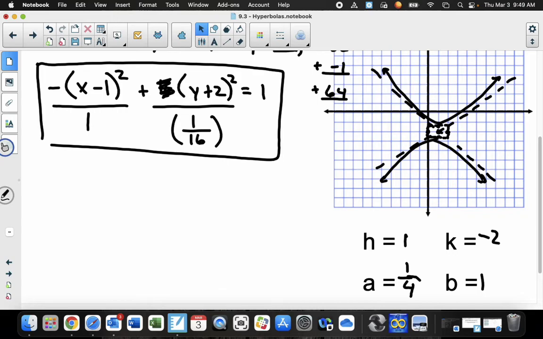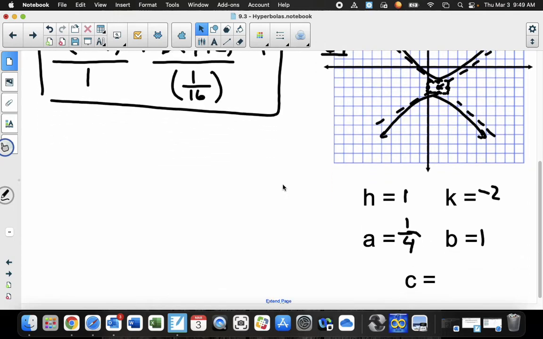And then the last part is we still need to figure out where are the focal points, where are the foci. And again, that comes from c squared equaling a squared plus b squared. In this case, you should know which one's a and b, but it doesn't really matter because you're adding them together anyway. But remember we said the a value is the one that was with the positive term. So technically, this is 1/16 plus 1.